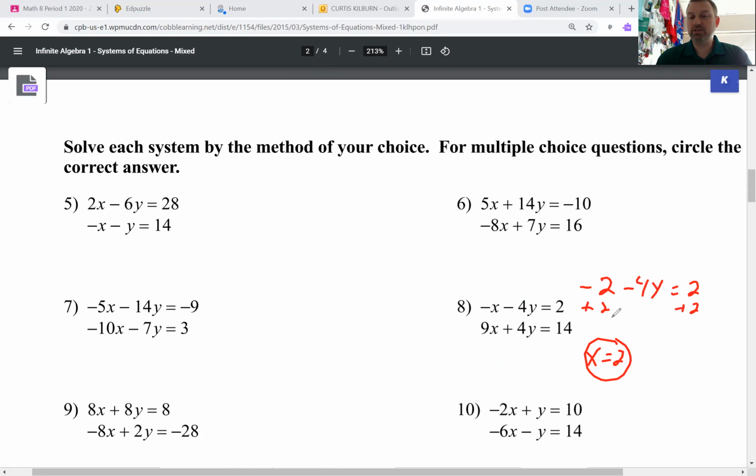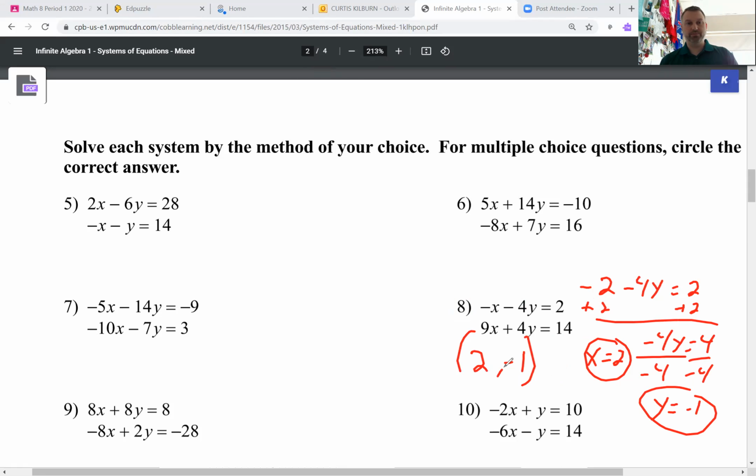Add 2, add 2. I get negative 4y equals 4. Divide by negative 4, divide by negative 4. y equals negative 1. So again, the answer is not just 2, it's not just negative 1, it's the ordered pair (2, negative 1). Okay, next, now scoot back over here to 5.